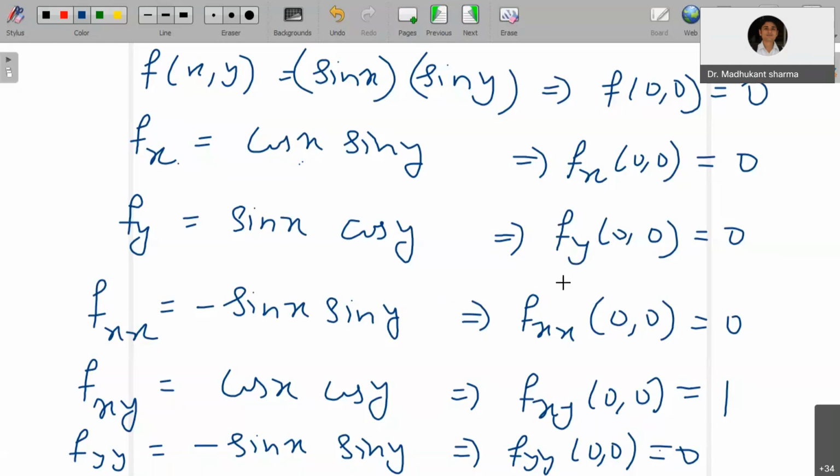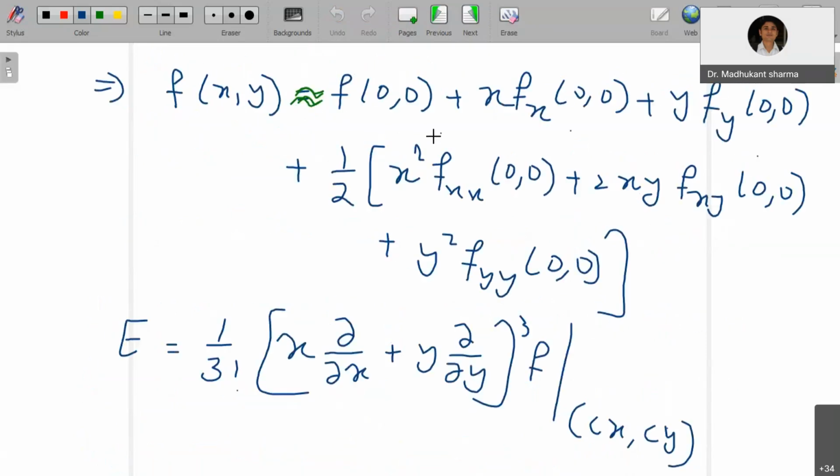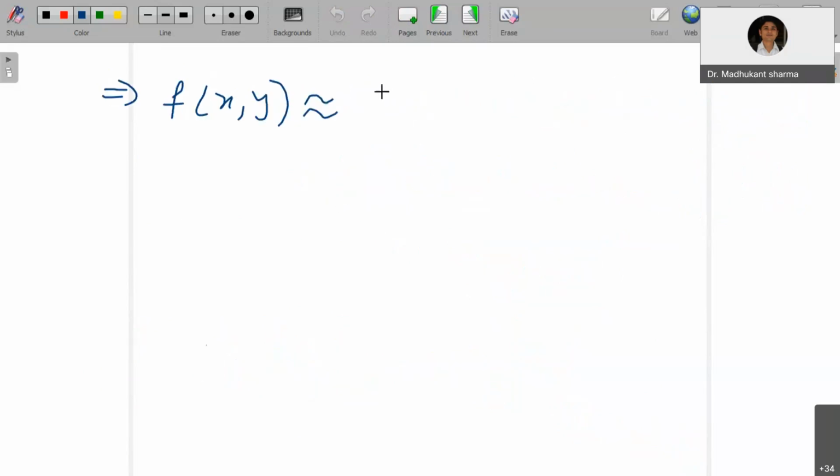Now we will carefully substitute them. So the above implies f(x, y) is approximately equal to, you can see this is 0, this is 0, this is 0. So up to the first-order terms, there are no terms. Moreover, fxx is also 0, fyy is also 0. The only one that will survive is fxy at (0, 0), which we found to be 1. So 1 times 2xy, the 2 will get cancelled, so what you will get is x times y. And this is a quadratic approximation.